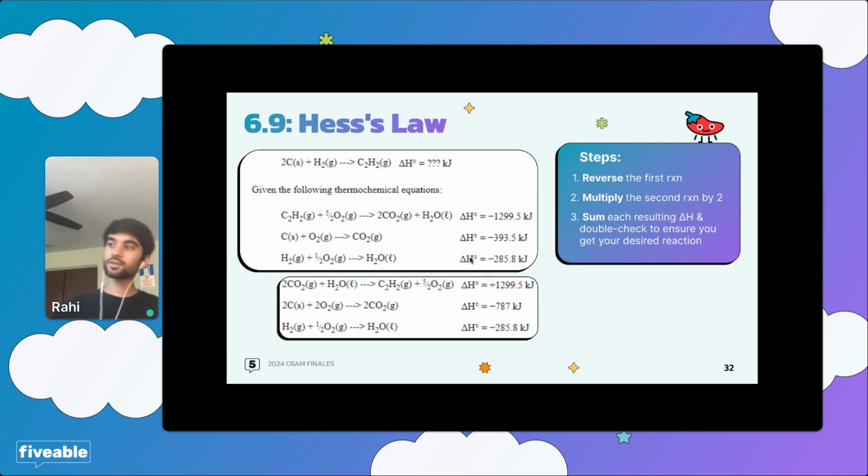So what do we do with delta H? We multiply by 2. Exactly. Yes, Nikhil. We multiply by 2. So we multiplied that negative 393.5 by 2.